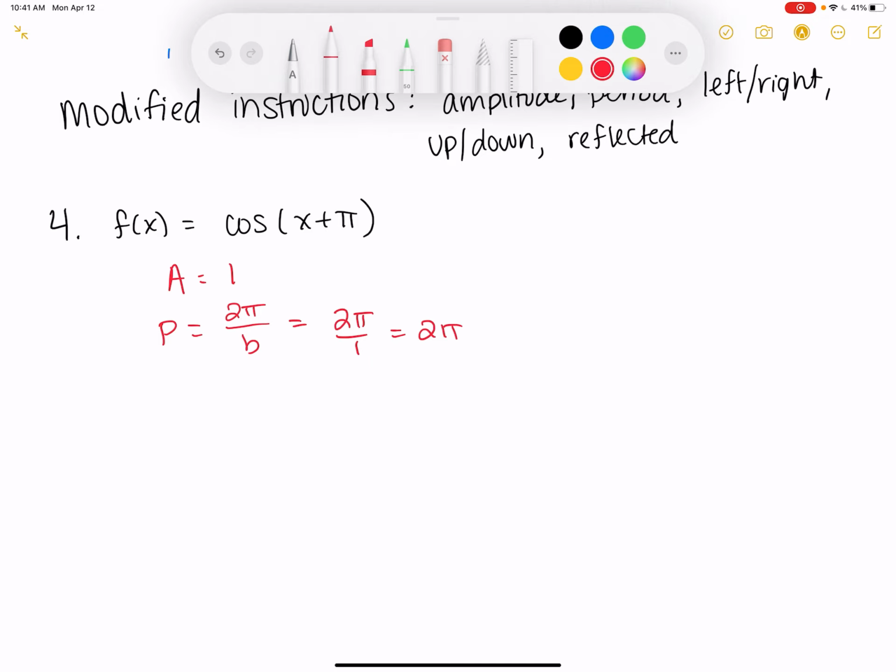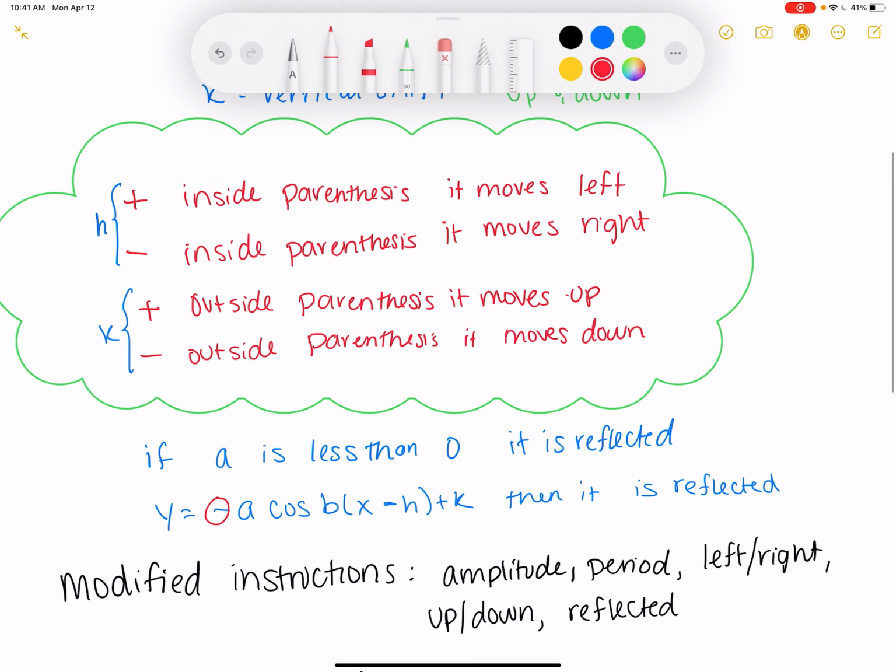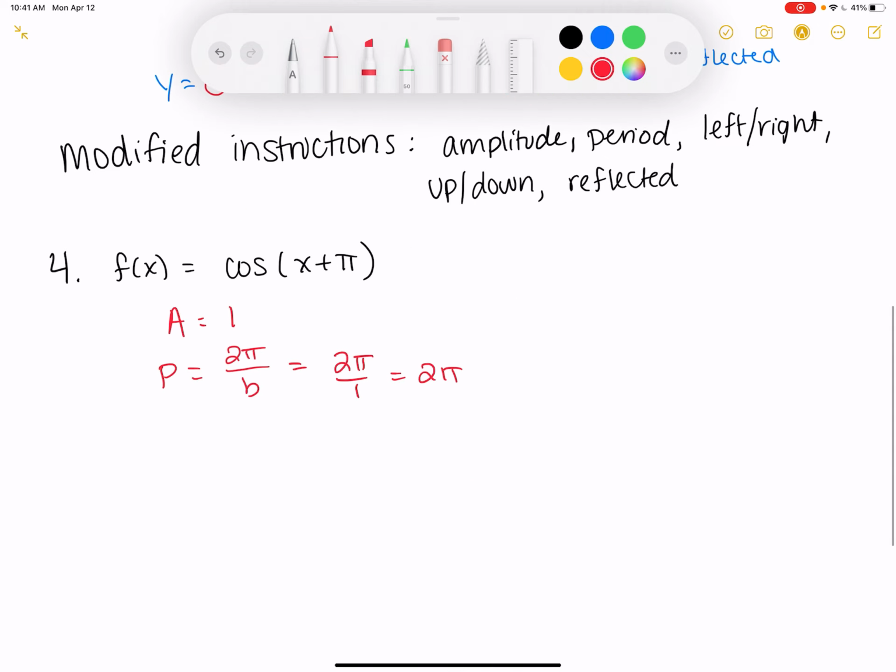Okay, we're looking inside the parentheses. Going back up here, inside, if it's negative, it is negative, right? Nope, it's positive inside. So we're going left. It's opposite the direction of the sign. So it's left pi units.